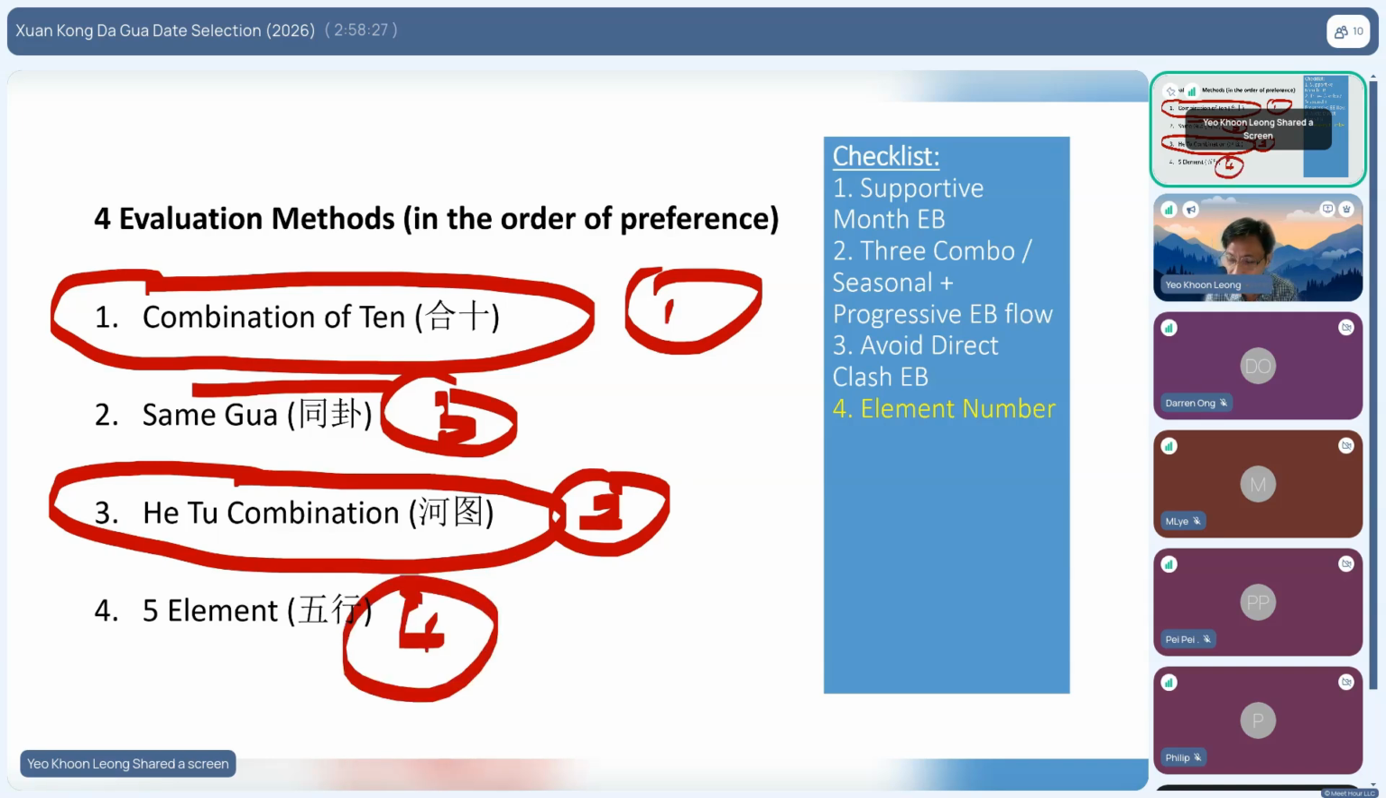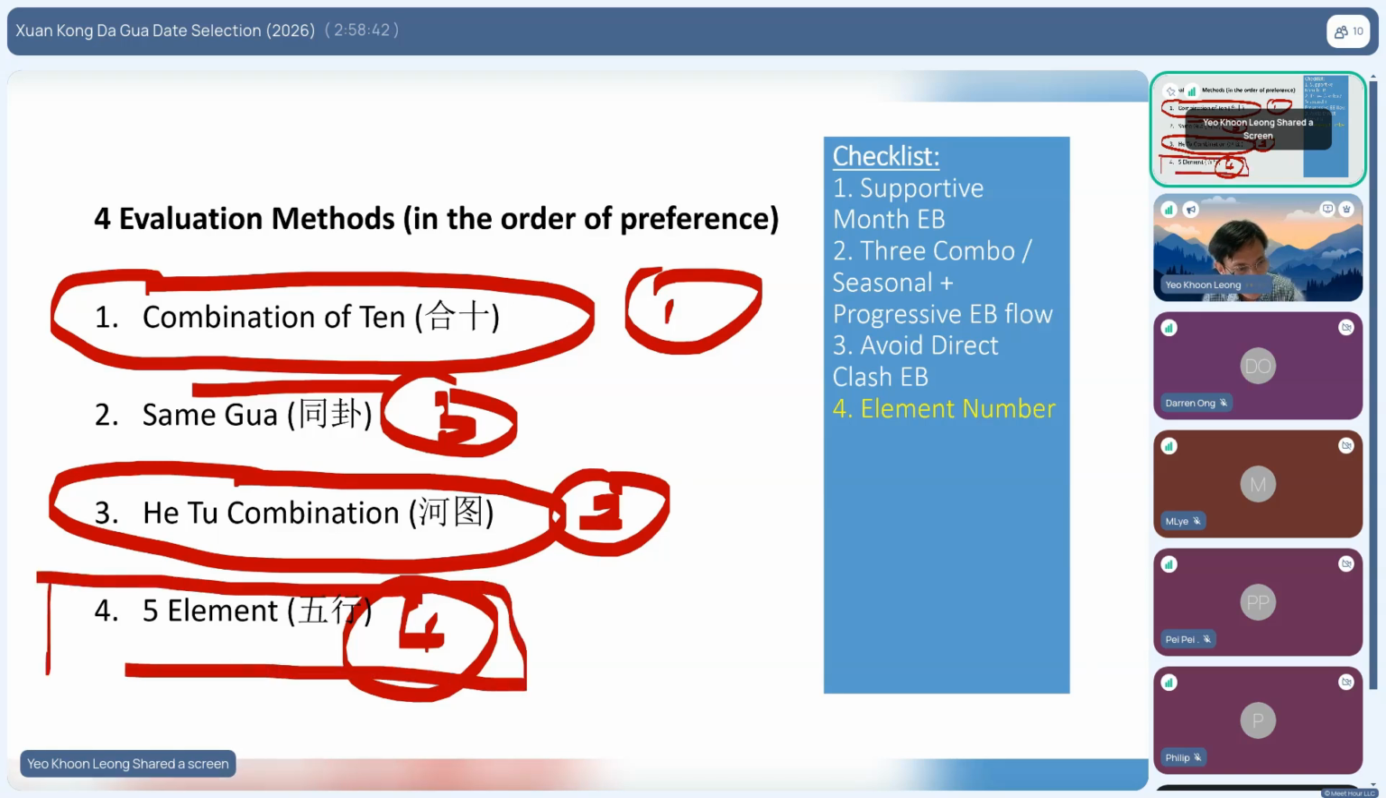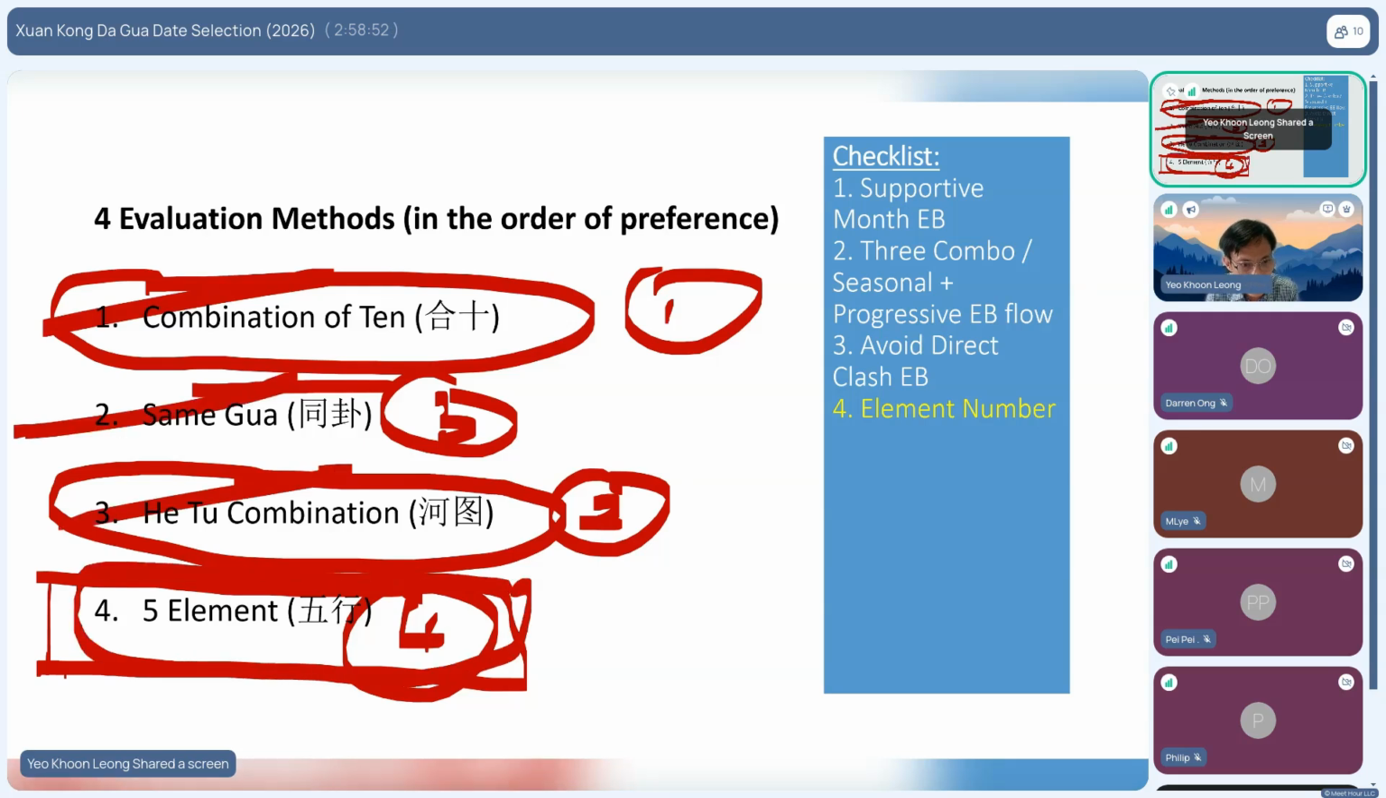My personal preference: if I can find combination of 10, I will go for combination of 10. If not, then I'll go to 合图. If not, then I go to same 卦. If not, then this is my last line. 5 element is my last line of defense. Last line of defense means if you don't have the first three, then you must get this one right.